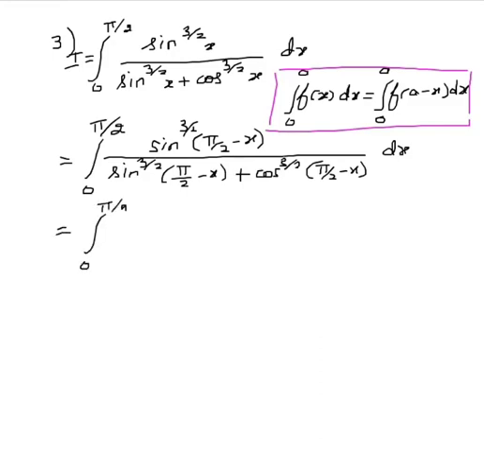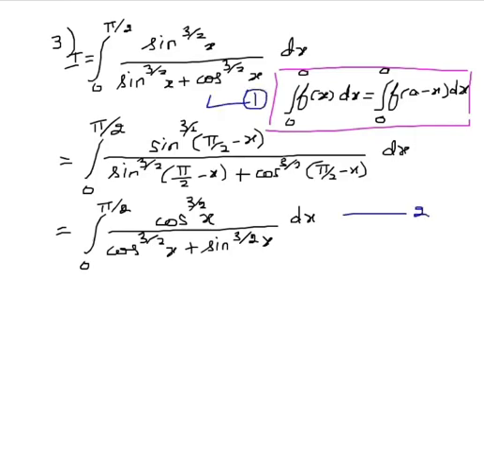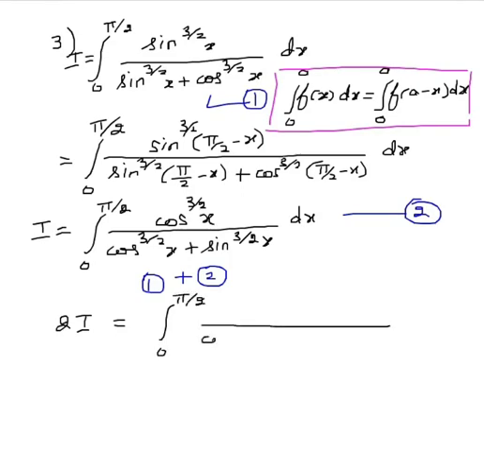Integral 0 to pi by 2. Sine 90 minus theta is cos theta. So it becomes cos raised to 3 by 2 x divided by cos raised to 3 by 2 x plus sine raised to 3 by 2 x dx. First equation, this is the second after using the property. Let us add them. The left hand side will become 2 times I, and the right hand side, the integral is common. Denominator is also common, which becomes the LCM.